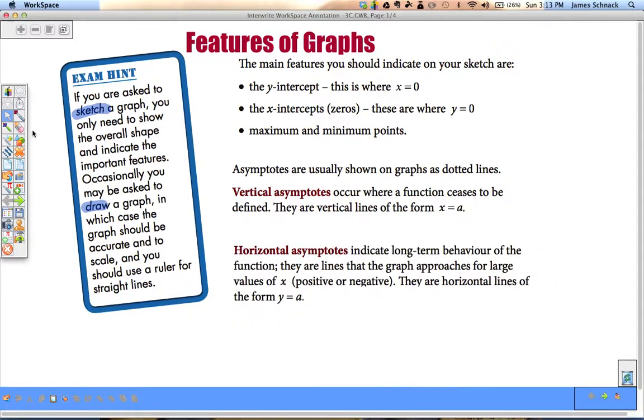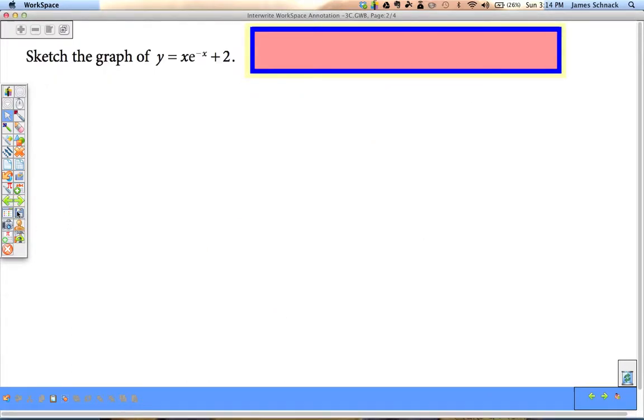And a horizontal asymptote indicates the long-term behavior of the function. So as we go really far to the right or really far to the left, positive and negative x directions, what is the graph doing? What y value is it getting closer to? These are horizontal lines that have the equation of the form y equals a number. So let's get into this.